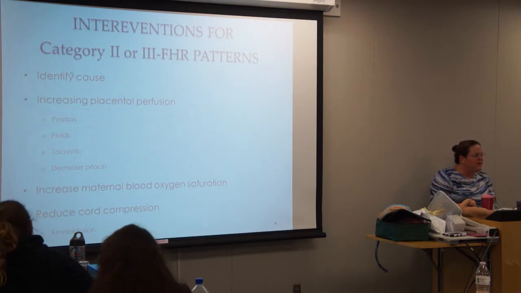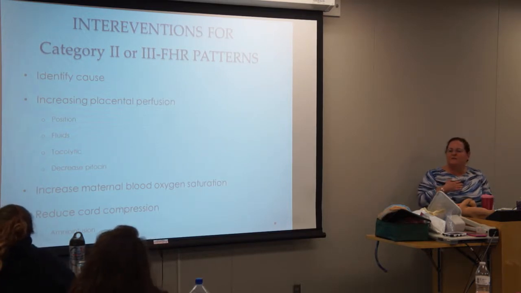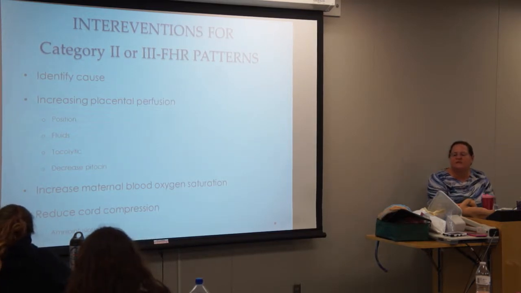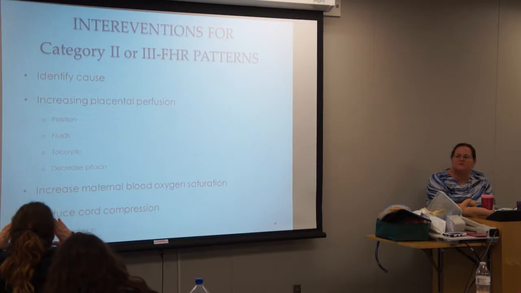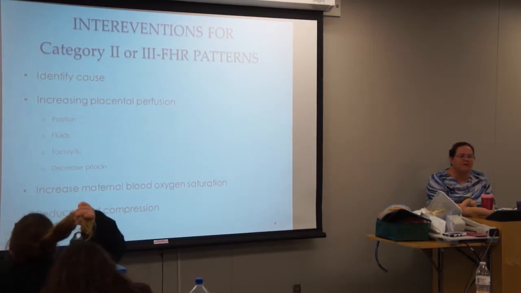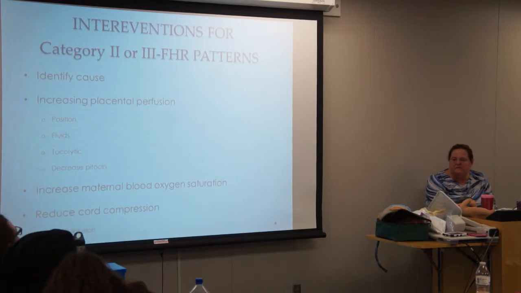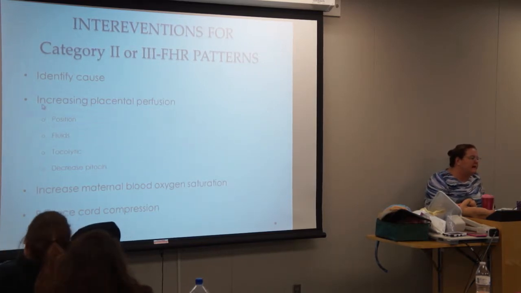So here's what we call interventions for category 2 or 3. And it's really what I used to call, and still kind of do, intrauterine resuscitation. Because basically in category 2 and 3, we're having a fetus who's showing us some signs of distress. And so we need to resuscitate. But we can hardly get the AED out, right? So we're going to do things in 3 main categories.